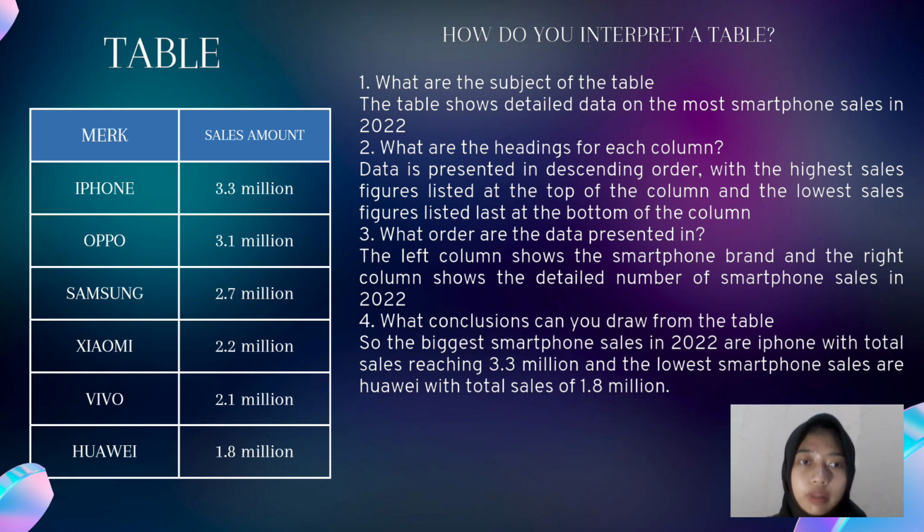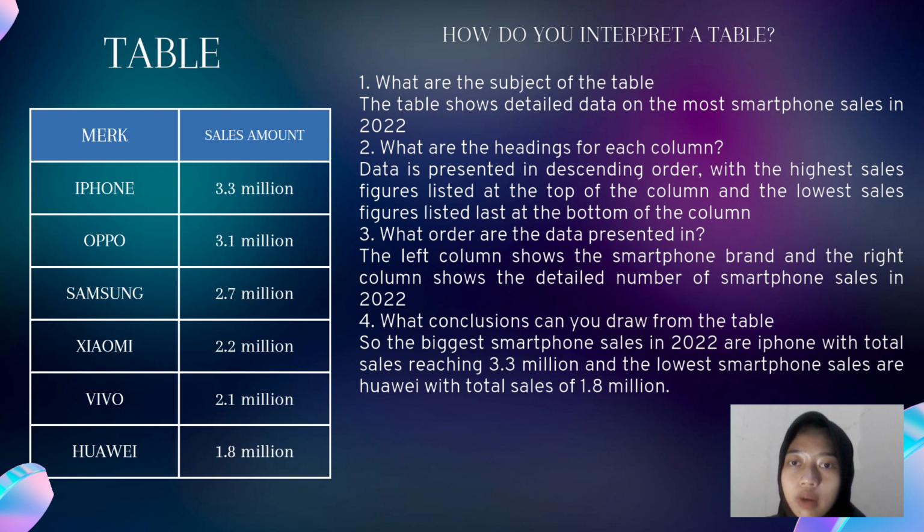There is an example of a data table on sales of the best-selling smartphone in 2022. To interpret this table, we have to answer several questions on the side. First question, what are the subjects of the table? The table shows detailed data on the most smartphone sales in 2022.